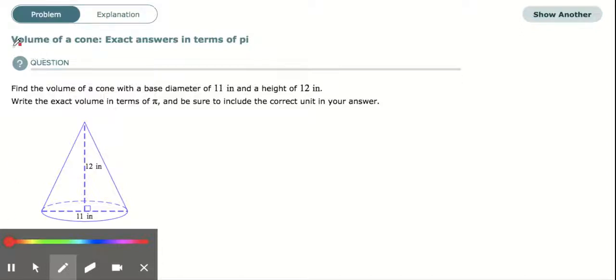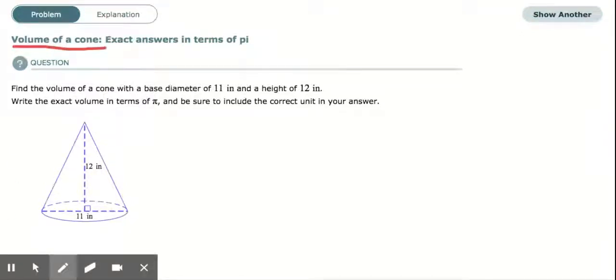This video is going to be on the volume of a cone, but this one is finding the exact answer in terms of pi. So the main difference is that here you won't be using 3.14 for the value of pi. You're just going to write your answer in terms of pi units. So here you're going to find the volume.